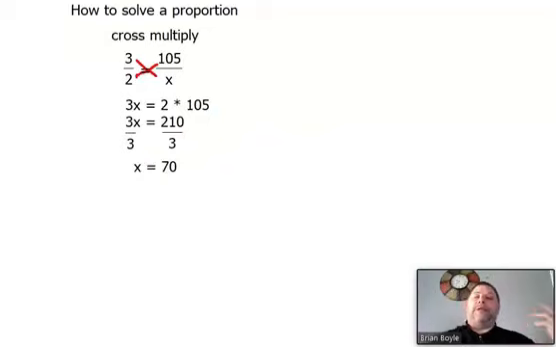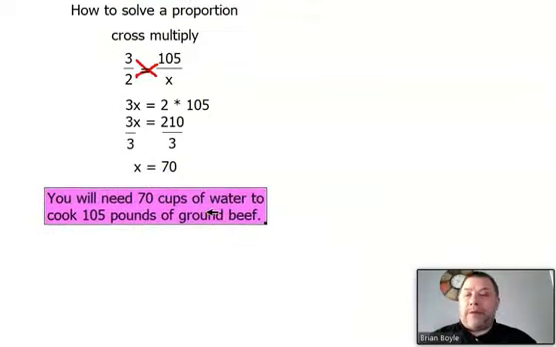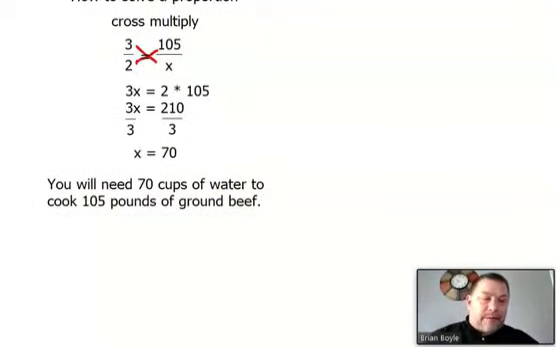Now all we have to do is interpret what that answer means. Remember what we were looking for. We knew it was 105 pounds of beef, but we didn't know how many cups of water we need. So your answer might look something like this: 70 cups of water to make 105 pounds of ground beef. There you go. That's solving a basic proportion.